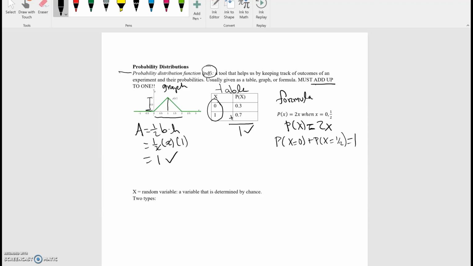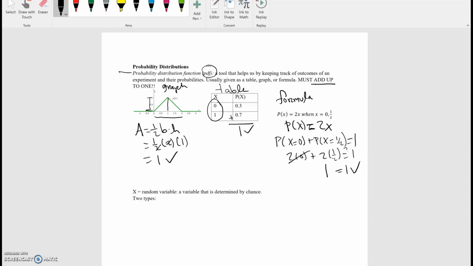So I plug in 0, 2 times 0. I plug in 1/2, 2 times 1/2. Does this equal 1? Well, let's see. This goes away. Half of 2 is just equal to 1. Indeed, it's a probability distribution, okay? So these are just 3 different examples of probability distributions that exist.